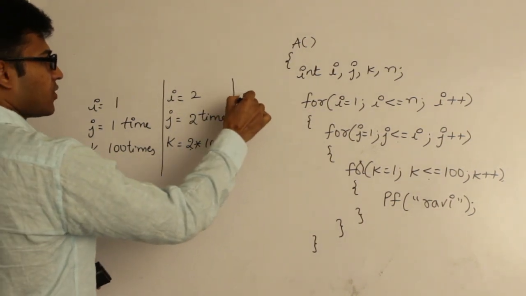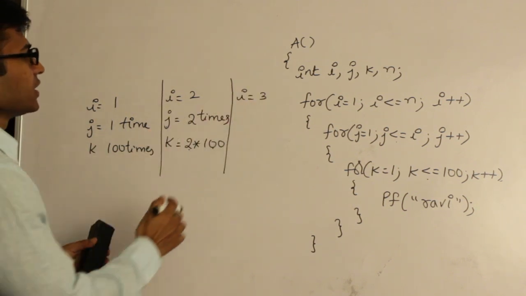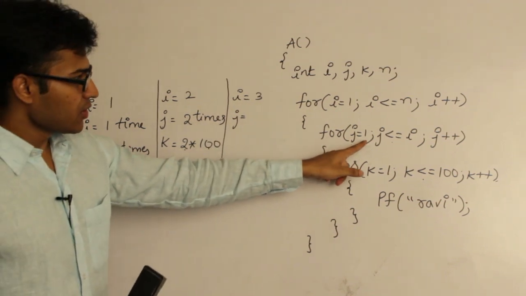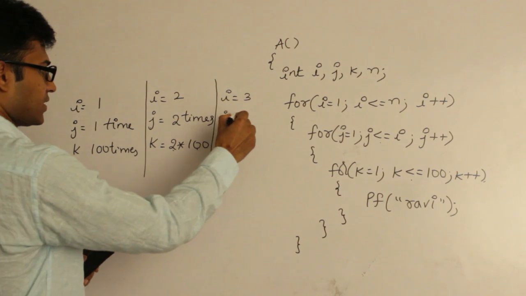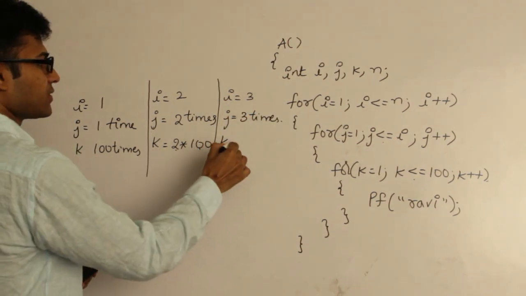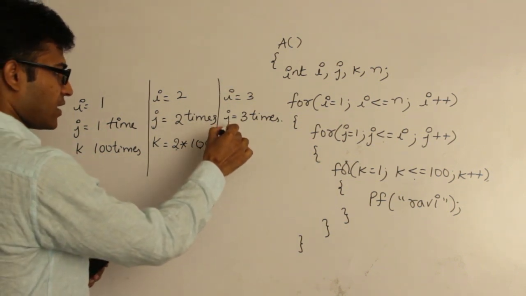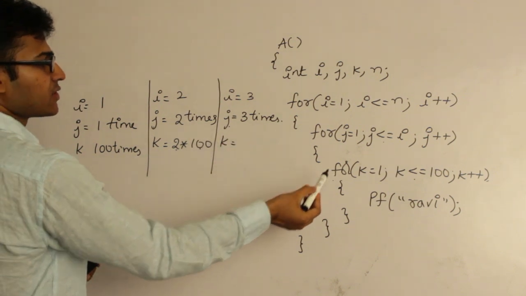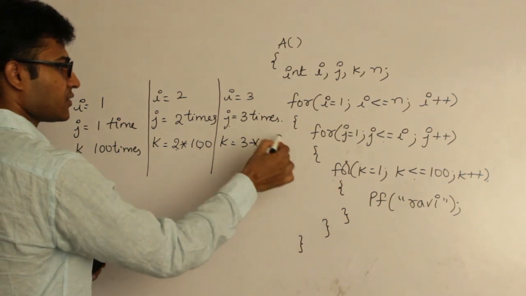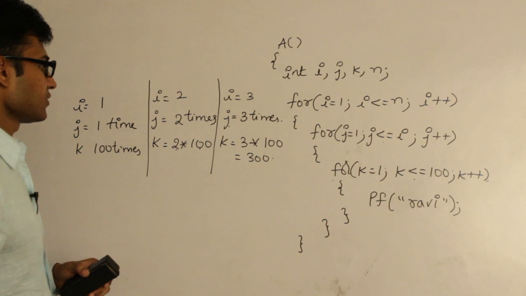Now for i equal to 3, let's see what happens. For i equal to 3, j is going to get executed exactly for j equal to 1 to 3, which means 3 times. The number of times k will get executed is, j is taking 3 times and k will execute 100 times for every value of j, which is nothing but 300 times, right?